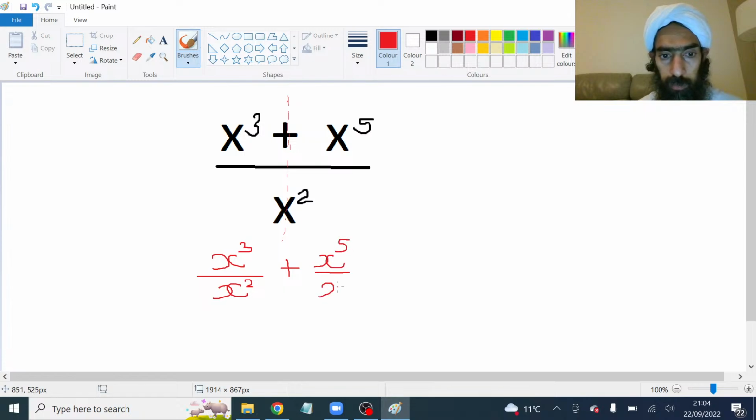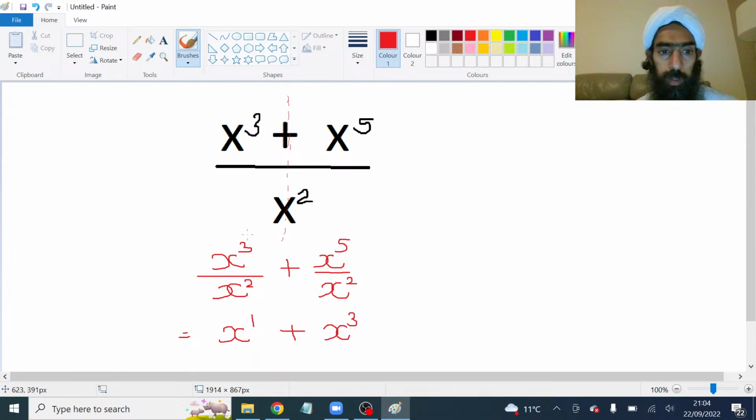And the advantage of doing that is that now we can quite easily apply the division law on each fraction. So we've got x cubed divided by x squared. The base is the same, so we're just going to take away the powers. 3 take away 2, so that will make x to the power 1, plus, and then we apply the same law here. 5 take away 2 is x to the power 3. That's one way of doing it.